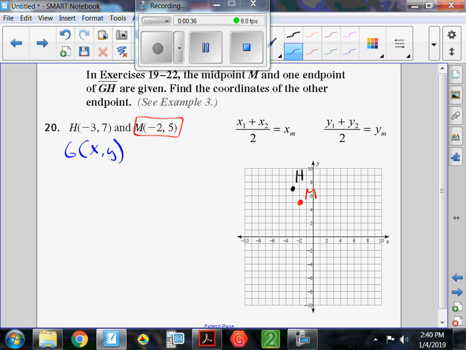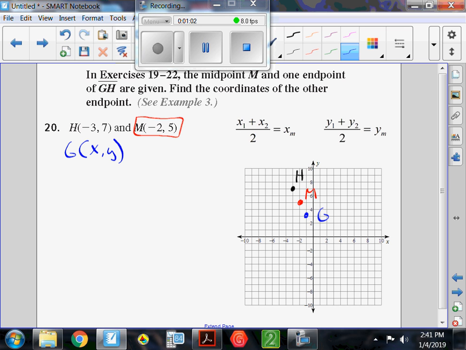And so if I use the graph as a strategy first, I can see that H is up 2 and 1 to the left from M. So if M is the midpoint, then G should be 1 to the right of M and down 2. There should be that same relationship from H to M as there is from M to G. So it looks like my other endpoint is the point -1, 3.